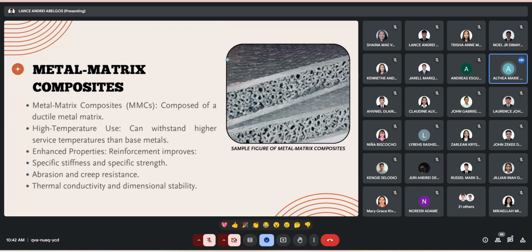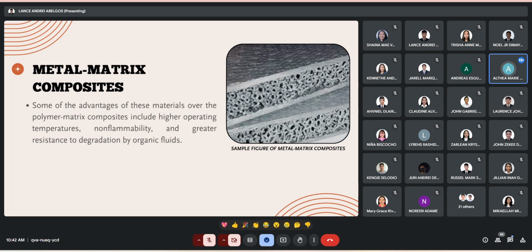Metal matrix composites. Metal matrix composites are composed of a ductile metal matrix. High temperature use: they can withstand higher surface temperatures than base metals. Enhanced properties: reinforcement improves specific stiffness and specific strength, abrasion and creep resistance, thermal conductivity, and dimensional stability. Next slide, please.